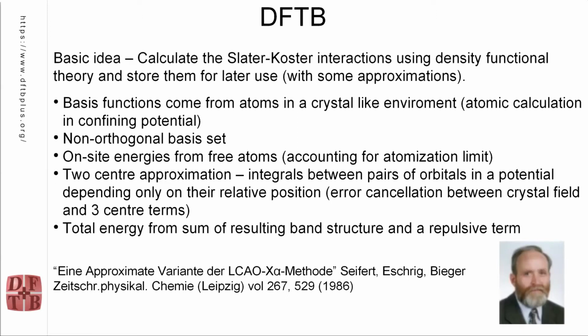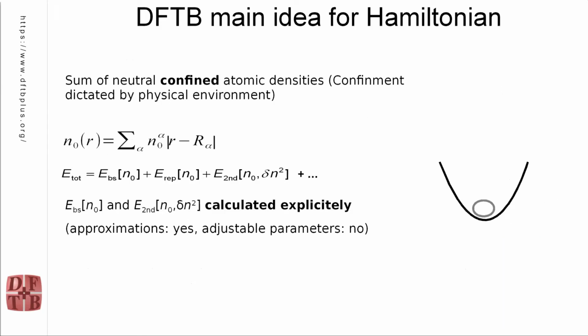a repulsive term for this. So the main idea for the Hamiltonian is to say, what we're going to do is take a bunch of neutral atoms in confining potentials. The little ball sitting in the middle of the potential here is your atom in usually a quadratic potential. The reason that's added is to try and push the thing into finding solutions that are relevant to a condensed phase. That seems like quite a crude approximation, but it actually works remarkably well.